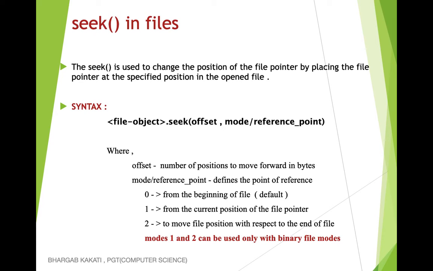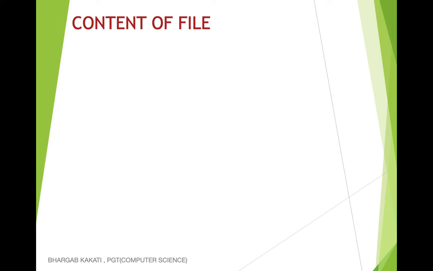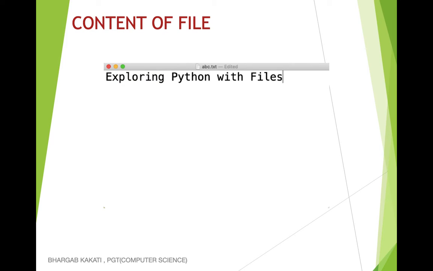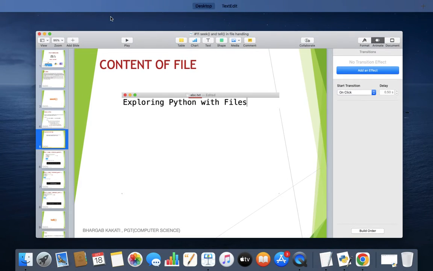Now, mode 0 can be used with text files also, but modes 1 and 2 can only be used with binary file modes. The file can be a text file, but the mode should be binary if we are using mode 1 or mode 2. Now let's say we will create a file with the contents: exploring Python with files. So let's go and create this file.